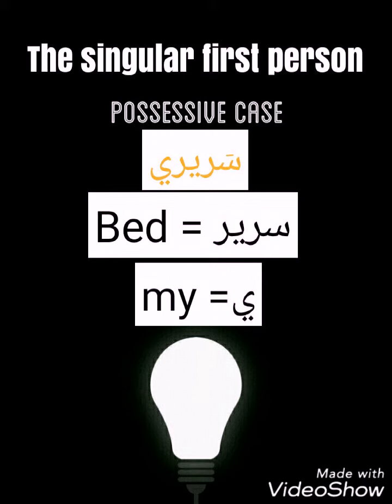For example, سريري. The word attached to the يا in the possessive case for the first person is always without the alif and lam. You can't say السريري. Never. It's سريري.